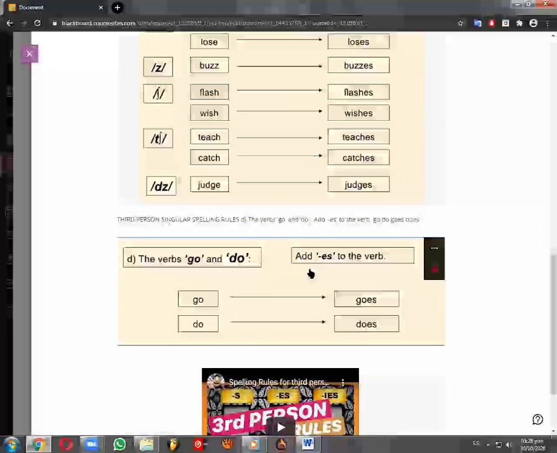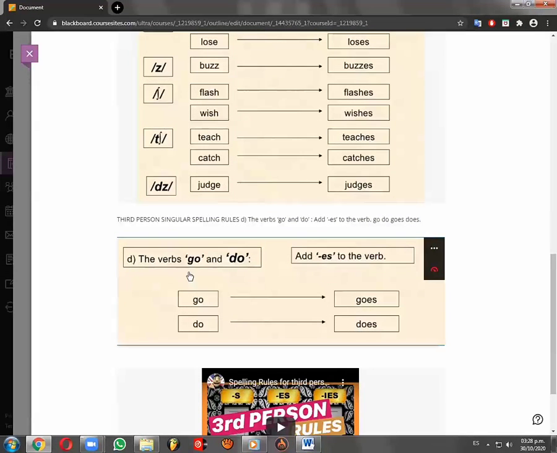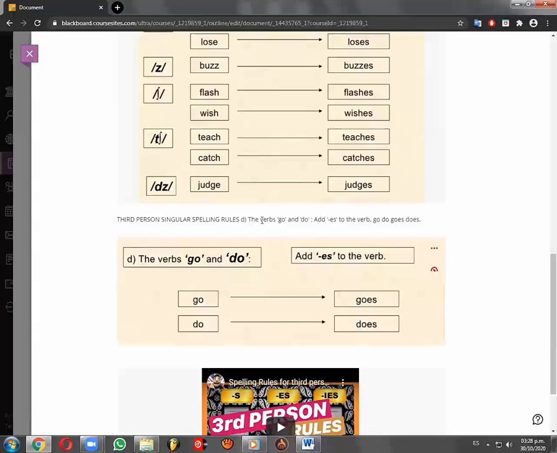And the last rule is the verbs, okay? When the verbs are go and do, add es to the verb: goes or does. For example, go, goes, do, does. It's the example that we saw before, okay?